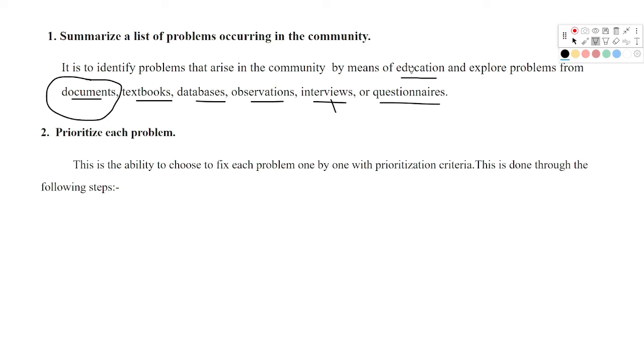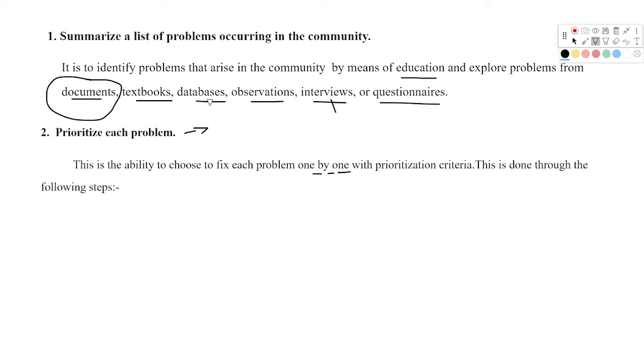Then after that, you prioritize each problem. So which problem is the priority? This is the ability to choose or fix the problem one by one with prioritization criteria. This is done through the following steps. Now, number two means that prioritize means which problem comes first. You need to be able to know which is the most important problem, or which problem needs to be fixed first. So you have to be able to know what comes first.